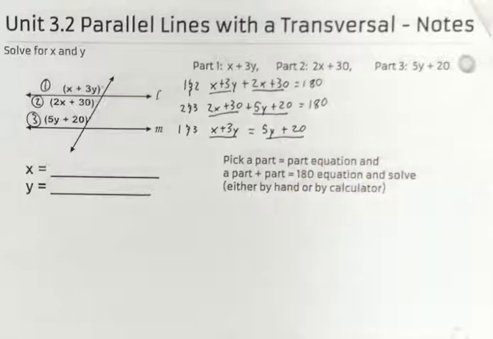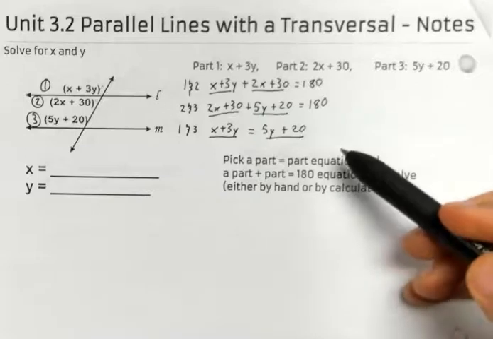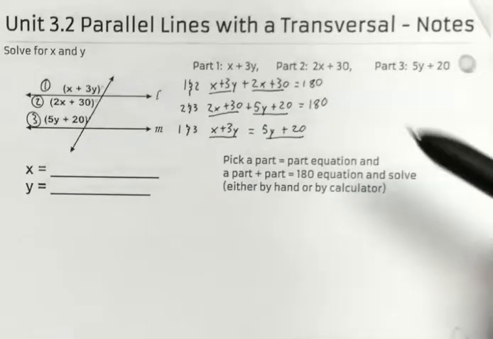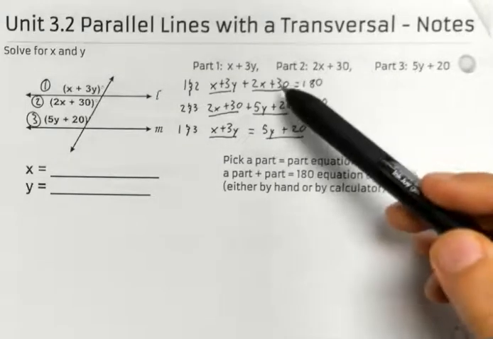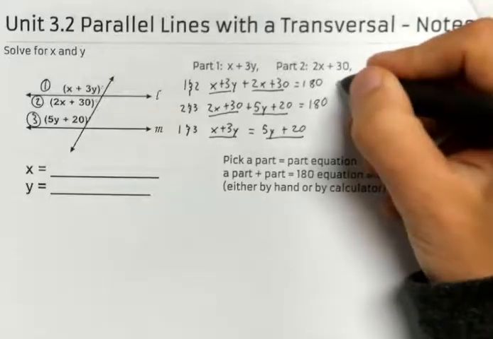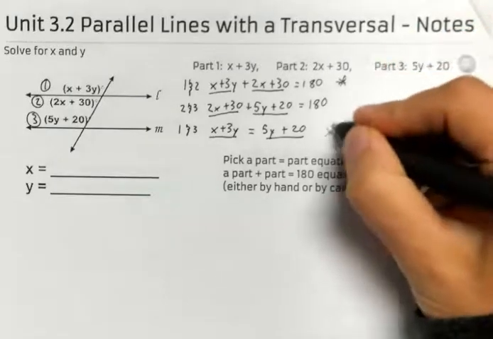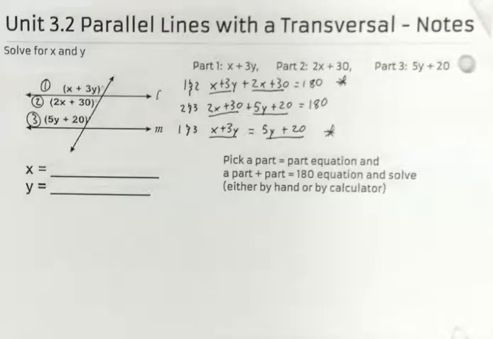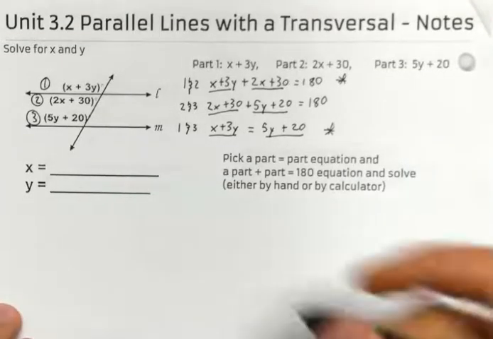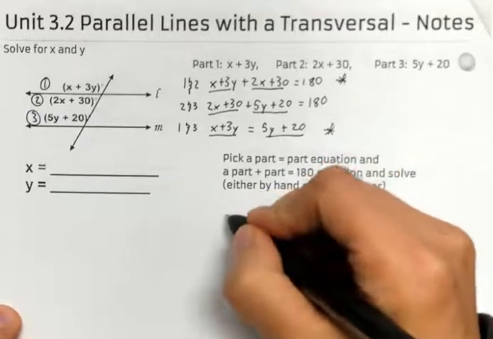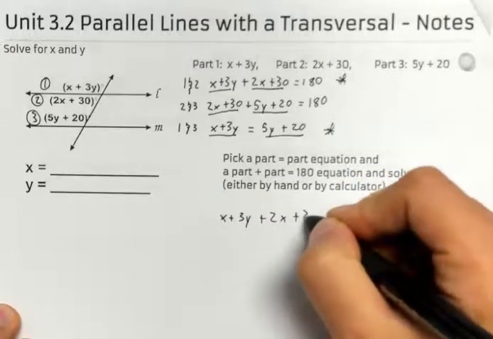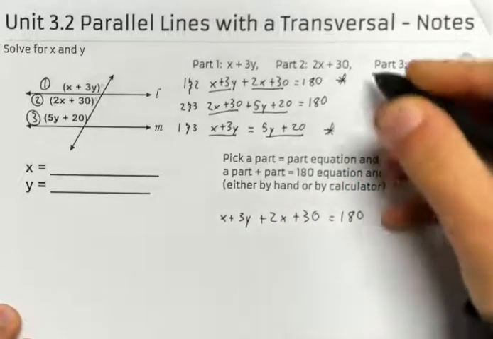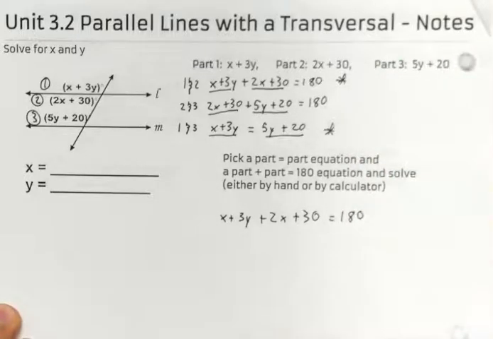the most. The first thing we're going to have to do is pick one equation that adds up to 180 and one equation where we have part equals part. Well, this one has bigger numbers, so I'm just going to go with the first one. So I'm going to go with this equation and this equation. All right? So I'm going to rewrite them down here, and I get x plus 3y plus 2x plus 30 equals 180. So that's this first one, and I'm going to go ahead and simplify it.